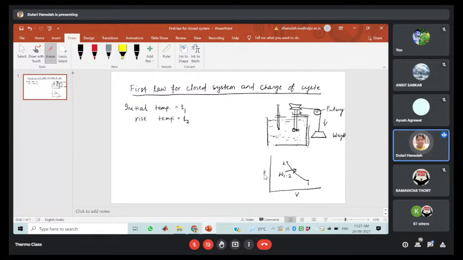Okay. So in that case, what will happen? We have considered the system from 1 to 2. There is the energy transfer. So now what will we do? We will remove the insulation. Let the thermometer remain there. Okay. So if you remove this insulation now, there will be a temperature difference. Due to that, there will be the heat transfer.